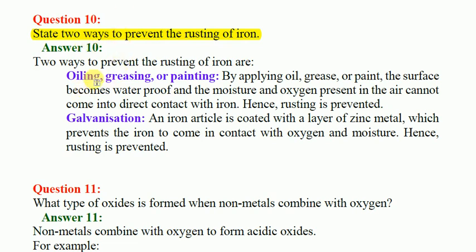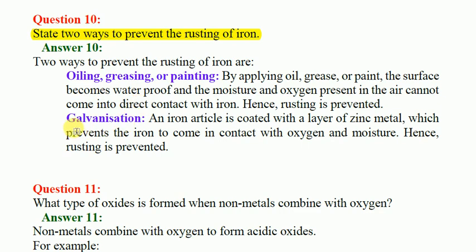You know very well, oiling, greasing and painting are methods. When you apply oiling, greasing or painting, what happens? For rusting to happen, two conditions are required: air and moisture must be in contact with the metal. When you apply these paints, there is no contact between the metal and air and moisture. So the rusting process is prevented, and rusting will not happen easily.